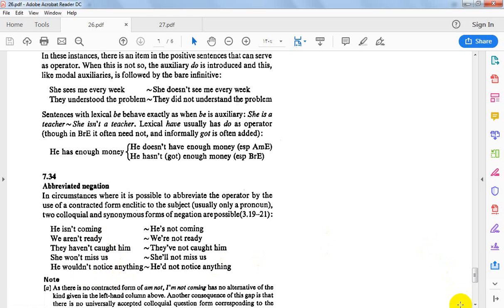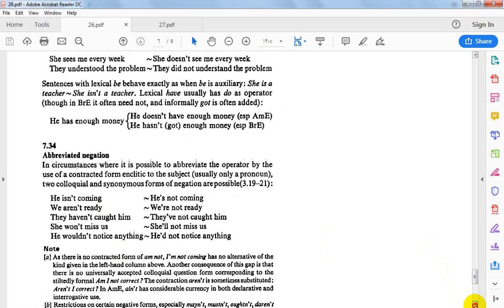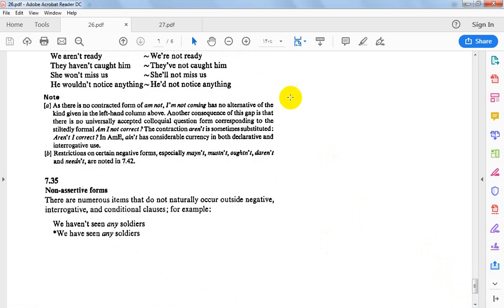Here, leave these two notes, please. Leave these two notes, note A and B, leave them. Again, notes A and B, leave them. What else?